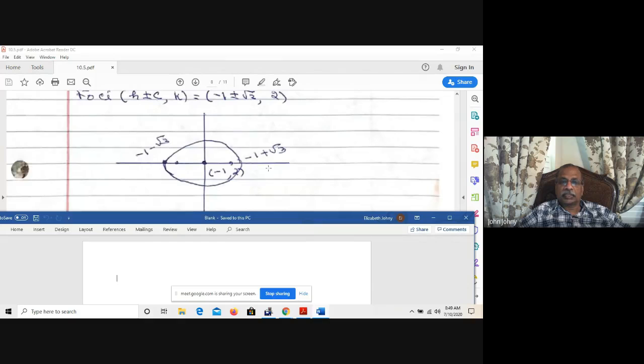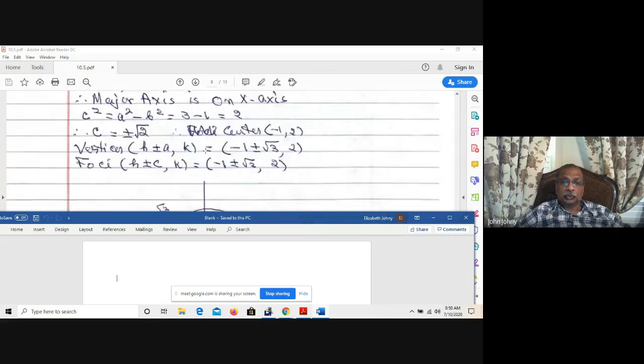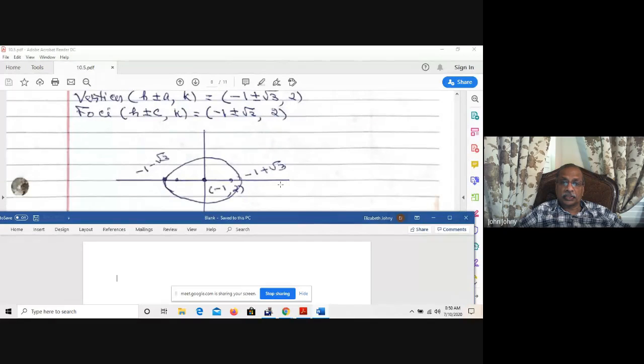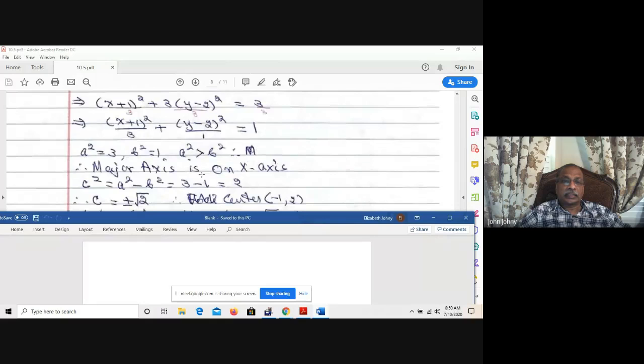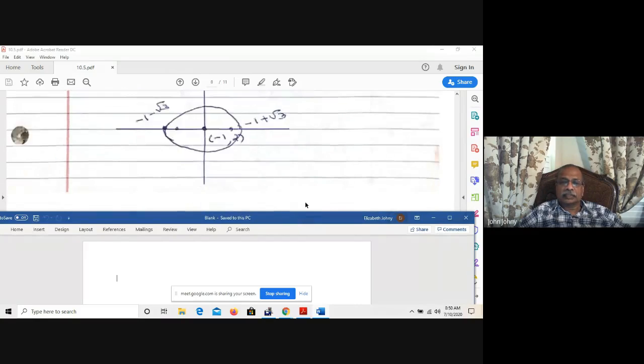Remember, this is not the x-axis and y-axis. This horizontal line is y is equal to 2. And the vertical line is x is equal to -1. So keep that in mind. It is not the x-axis and y-axis.